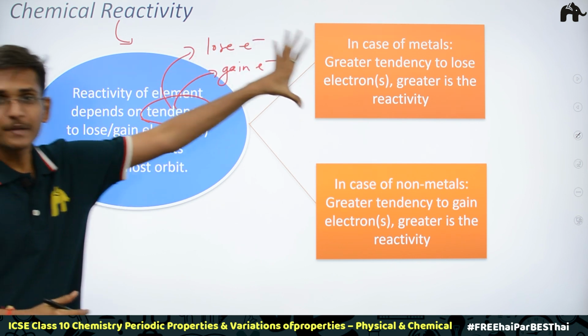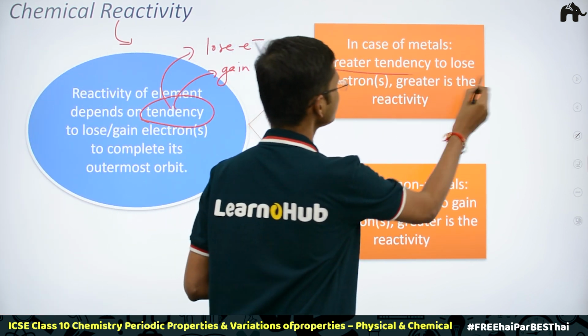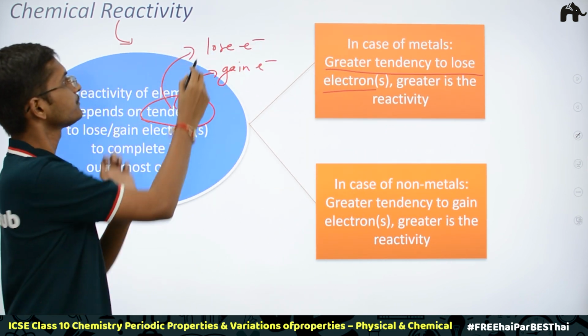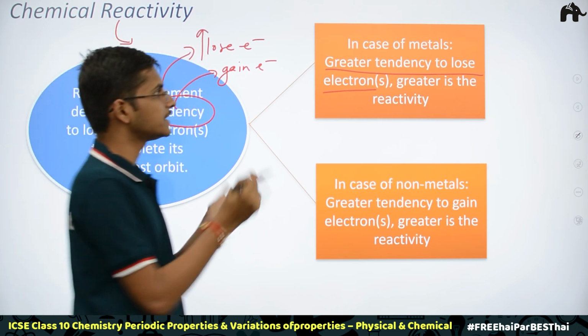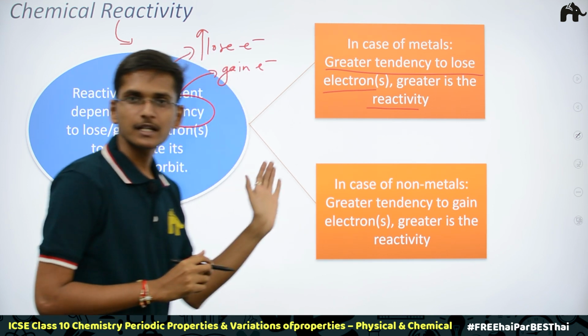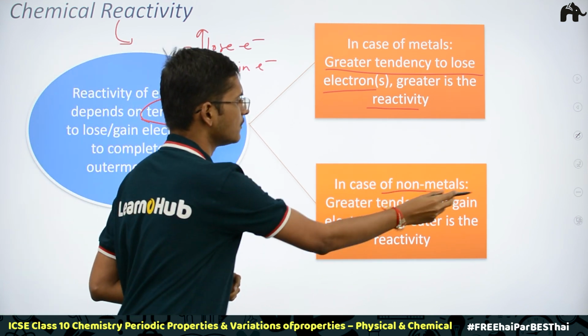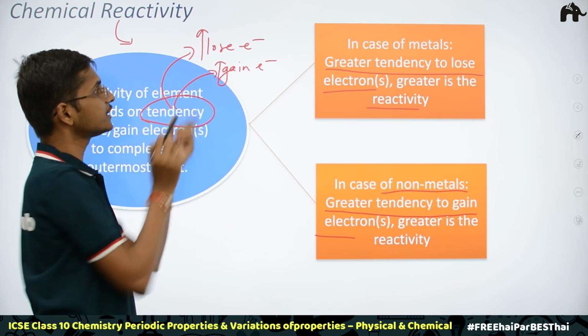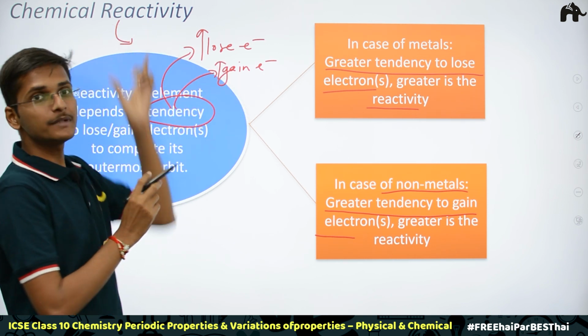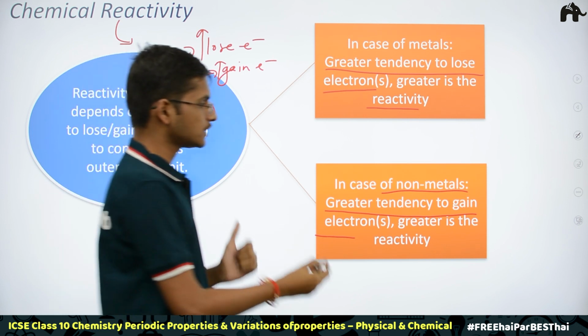So, in case of metals, we can say that more is the tendency to lose electron, then more would be the reactivity. And similarly, in case of non-metals, we can say that more is the tendency to gain electron, more would be the reactivity of non-metal.